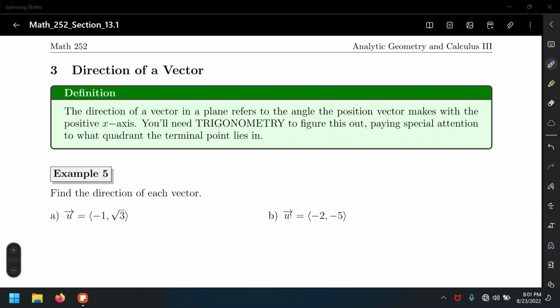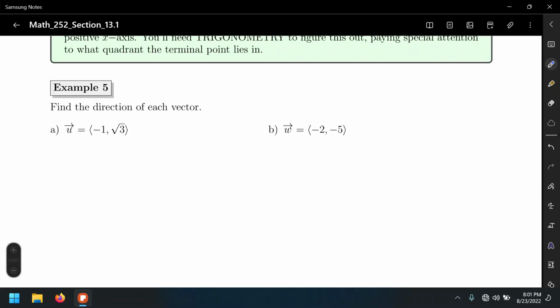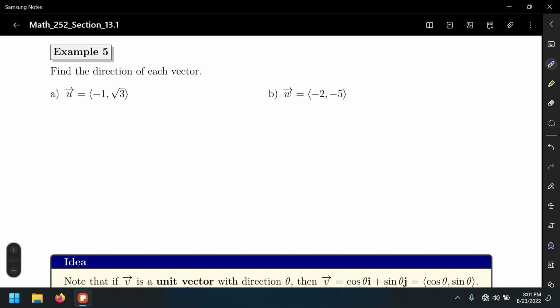So for the direction of a vector, that has to do with the angle with reference to the x-axis, right? In this case, not surprisingly, this is going to use some trigonometric functions to find that angle. In particular, the one we're going to use is the inverse tangent function, because the tangent function is the one that relates the opposite and the adjacent, and in this case that's what comprises the components of the vector. All right, so let's look at a couple of examples.